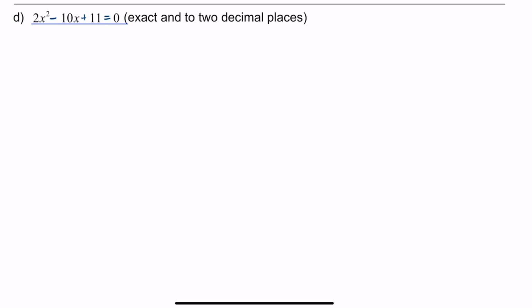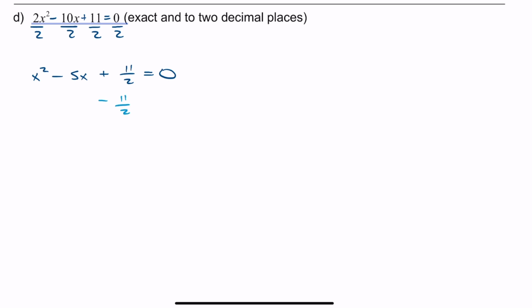All right, this one's got a 2 attached to the x squared. So our first step is I'm going to divide everything by 2. And I get x squared minus 5x plus, I'm just going to leave it as 11 over 2, equals 0 divided by 2 is 0.